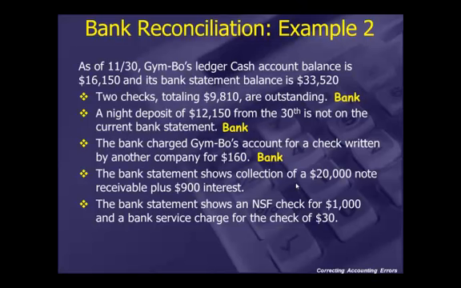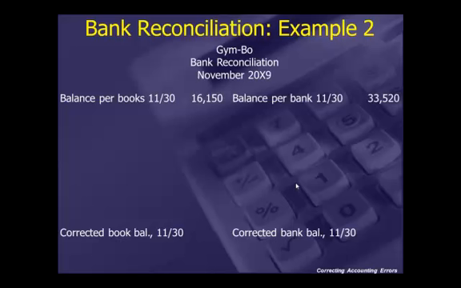The bank charged Jimbo's account for a check written by another company for $160 on the bank side. The bank statement shows collection of a $20,000 note receivable plus $900 interest. That's something that we'll be adding to the book balance. And then the bank statement shows an NSF check for $1,000 and a bank service charge for the check of $30. That goes on the books to be deducted.